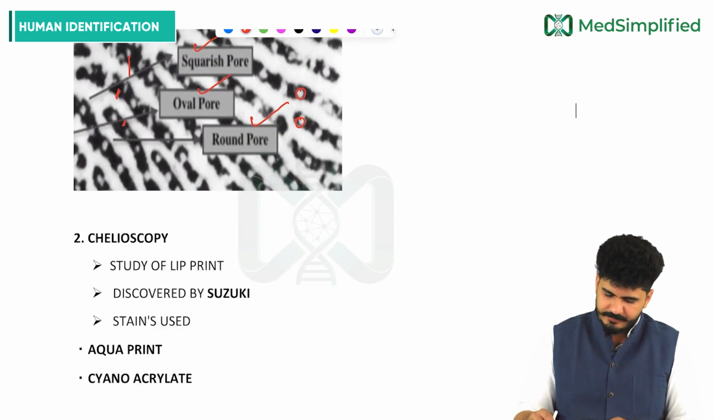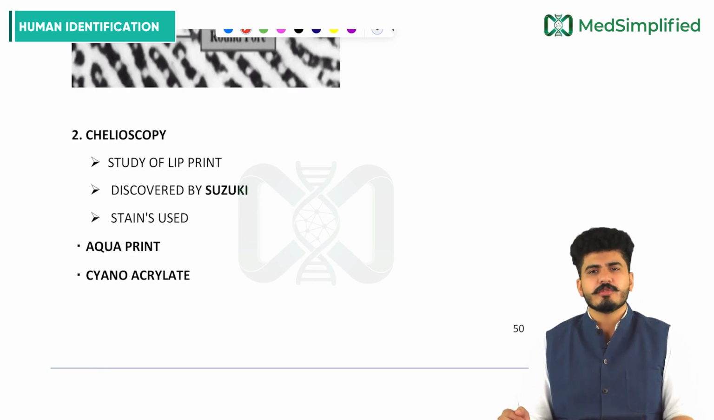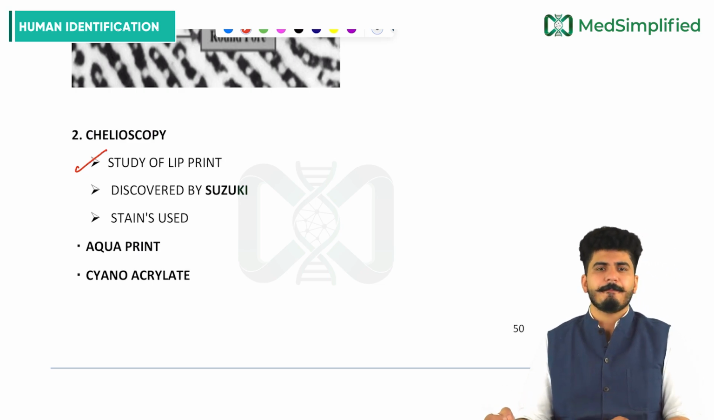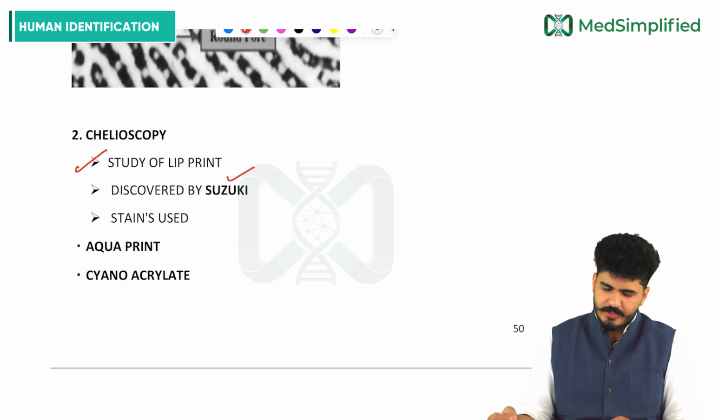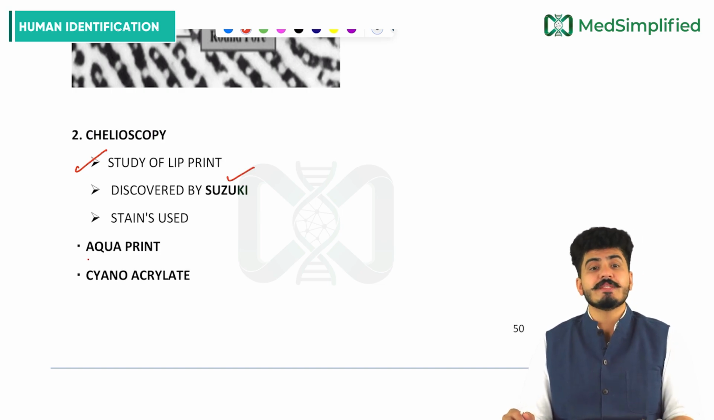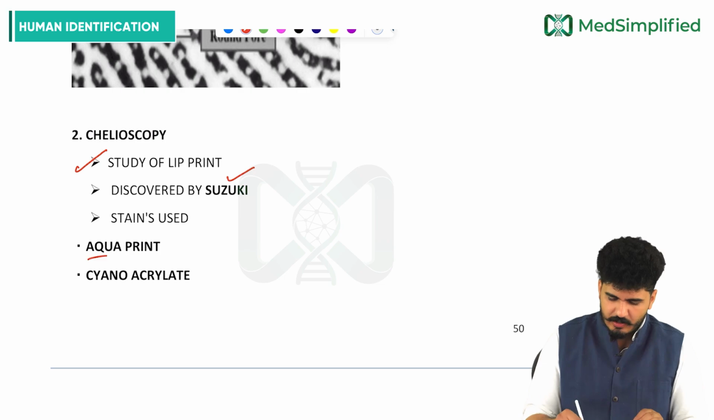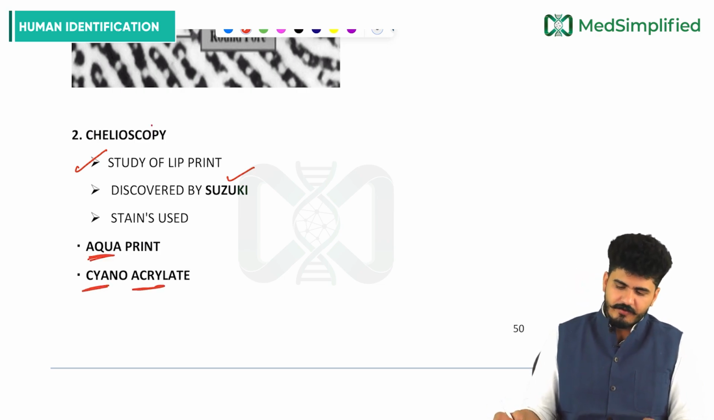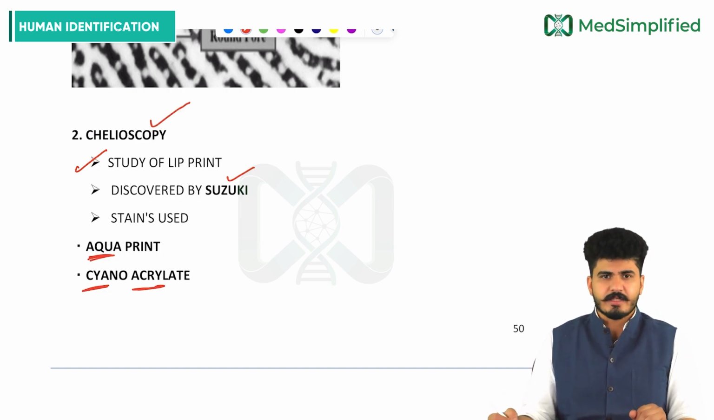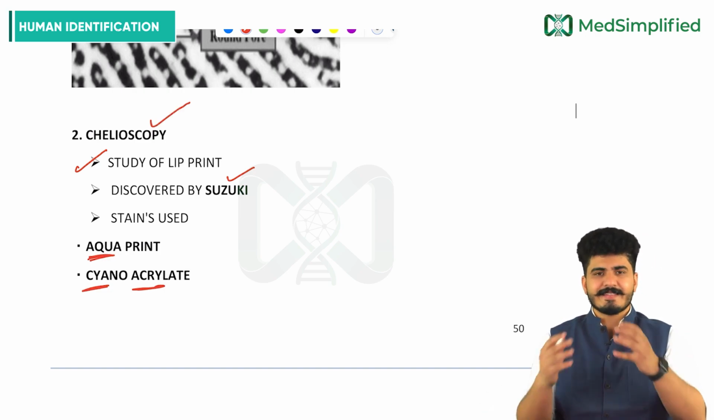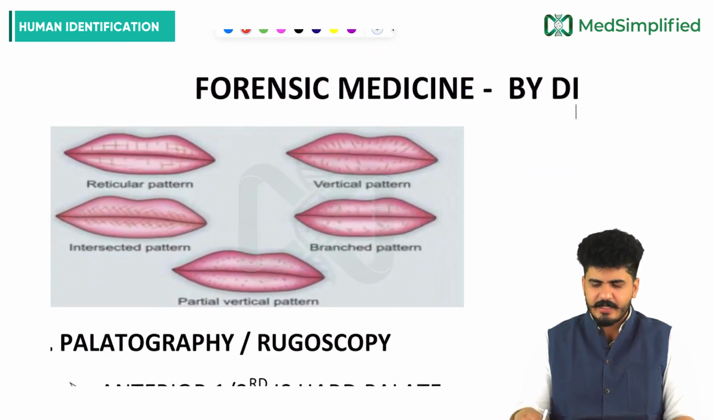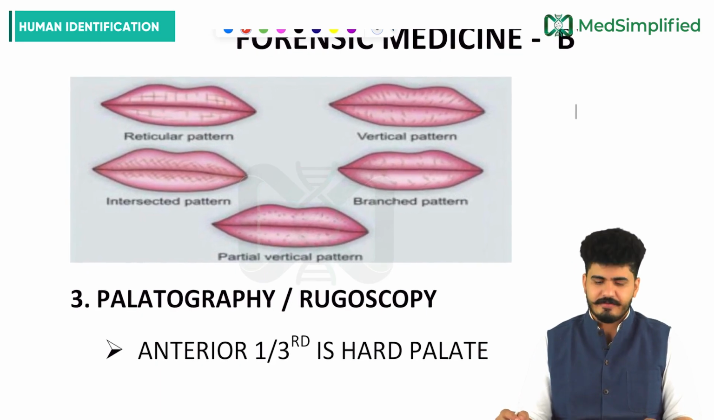Remember guys, next is cilioscopy. The study of lip print is called cilioscopy. The discovery was done by Suzuki. The stains used to study lip prints are aquaprint and cyanoacrylate. Now we have to read the patterns of the lip.